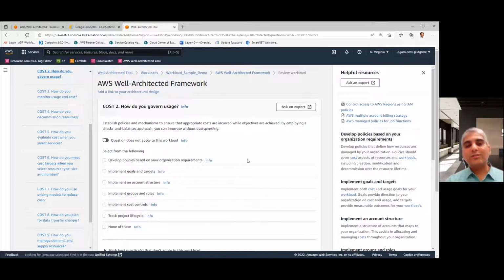All right. The next one is around implementing an account structure. So this also helps towards maintaining structure and control. This ties back to the AWS Organizations service that's available. And what that does is it creates a set of accounts and a hierarchy in those accounts, which typically should map back to your organizational hierarchy.